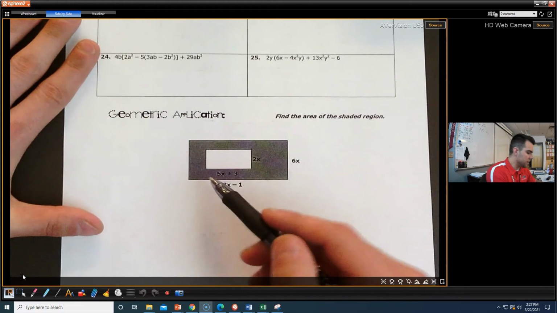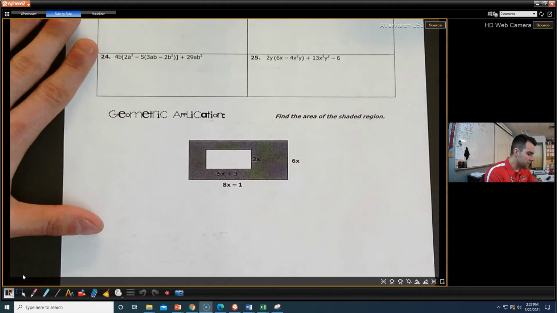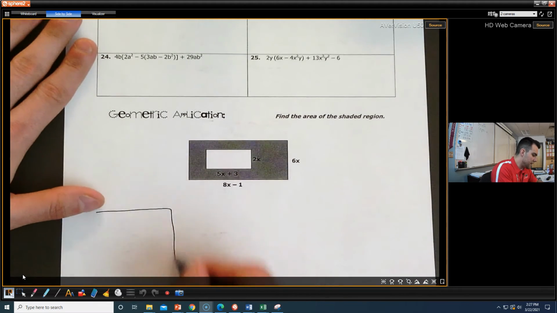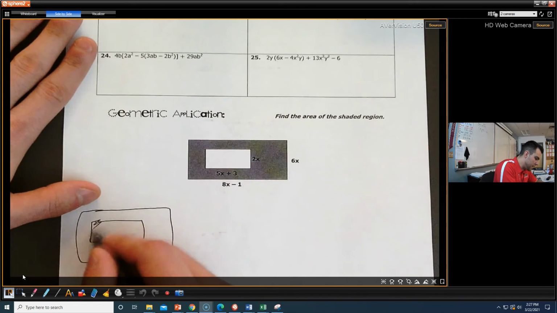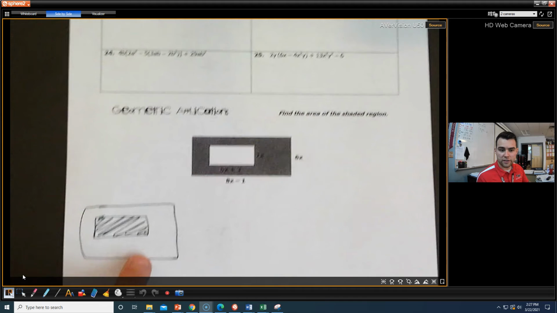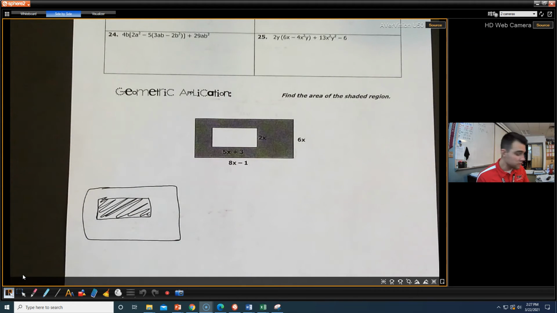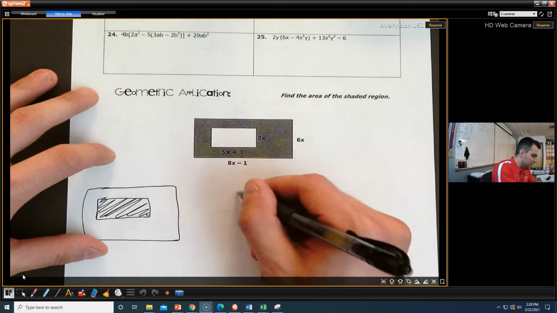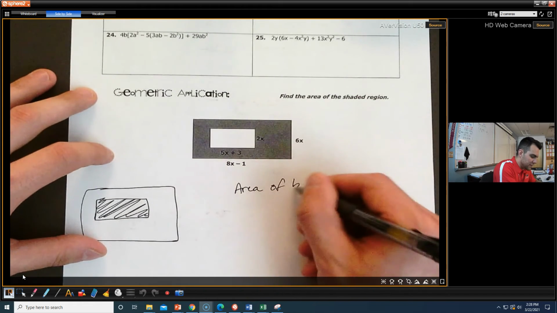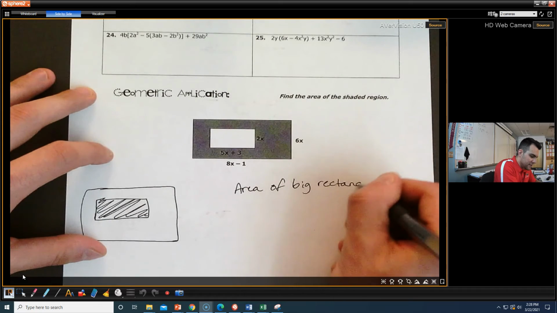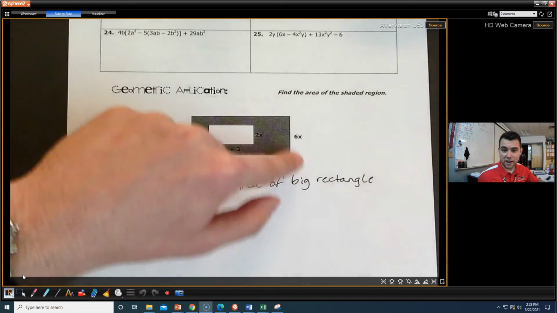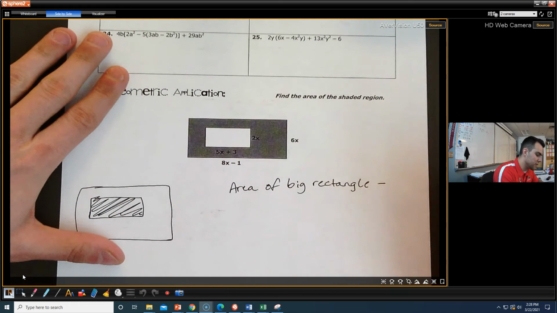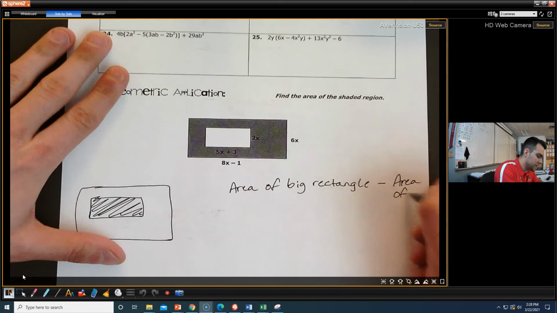So if I want the area of these, that would be the same thing as getting the area of the big guy and then taking away the area of this little guy, and I will be left with the area of the shaded region, right? I just flip-flopped them for this case. So that would be finding the area of the big rectangle. And then if I take away the area of this guy, that'll give me just the area of the shaded region. So that's the area of the big rectangle minus the area of the small rectangle.